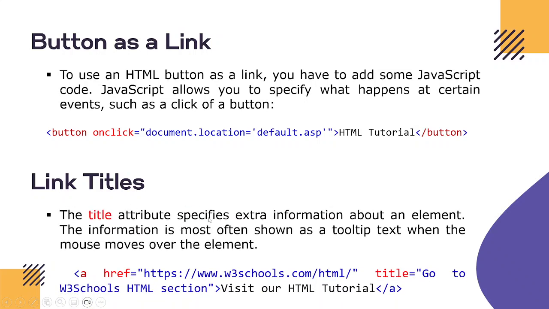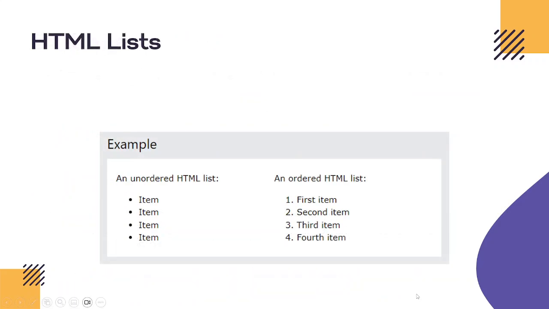Link titles. The title attribute specifies extra information about an element, and the information is most often shown as tooltip text when the mouse moves over the element. The href is this one, or the hyperlink. Then the title, go to W3Schools' HTML section, visit our HTML tutorial. So on our website kasi ito lang yung makikita natin. Then all this blue and red are just code and they won't be seen along with your codes.